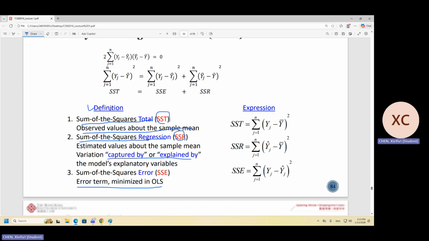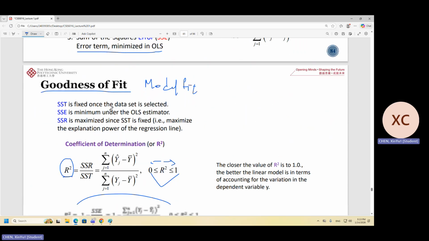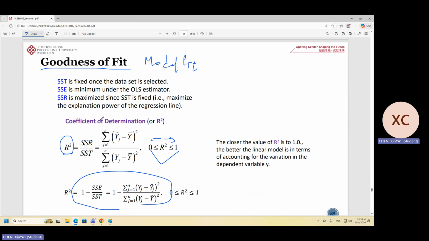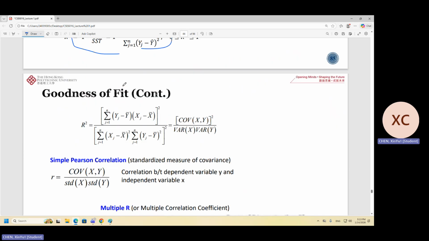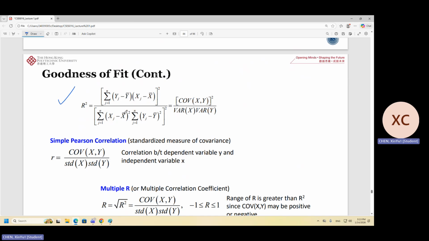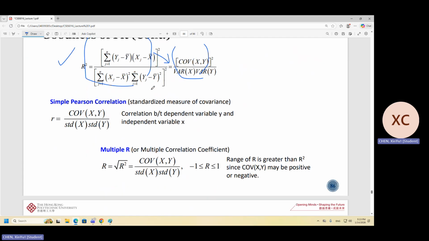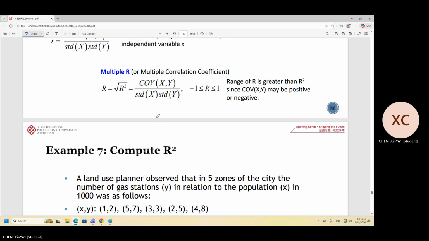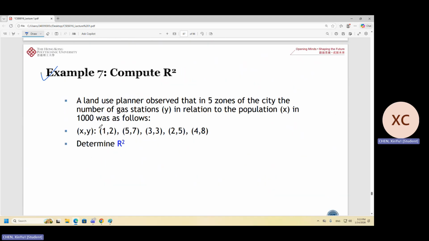And then here, this is how to calculate the R square. Here, this one can be written with the simple Pearson correlation. We can transform the equation like this. And here, okay, let's talk about the next example.